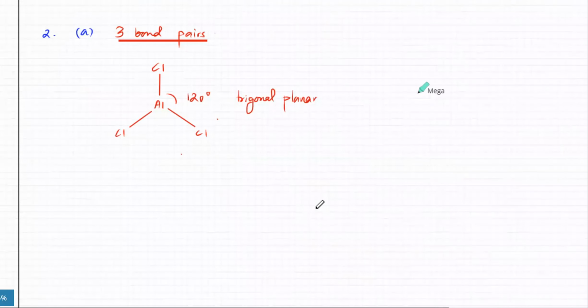And there would be other examples as well. And how do I know that aluminium doesn't have any lone pairs? Because aluminium is in group 3. So if it's in group 3, that means one electron shared here, one electron shared here, one electron shared here. So there's nothing left.